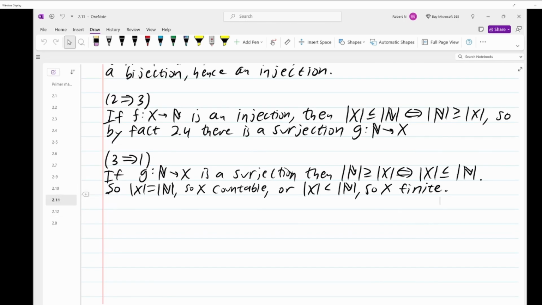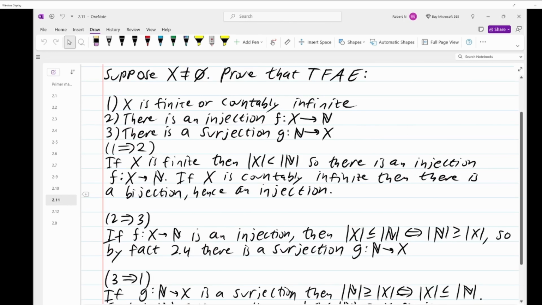Okay, it looks like we're getting to the end of my prepared solutions. Suppose that X is a non-empty set. Prove that the following are equivalent. That's what TFAE means. One: X is finite or countably infinite. Two: there is an injection from X to the naturals. Three: there is a surjection from the naturals to the set. Surjection means onto, injection means one-to-one. TFAE means what again? The following are equivalent. So if any one of these is true, then so are the other two.